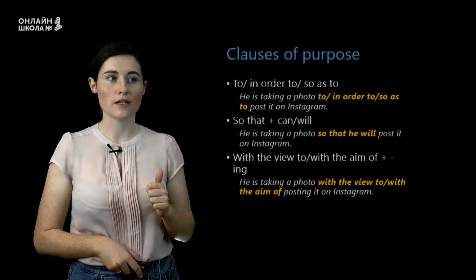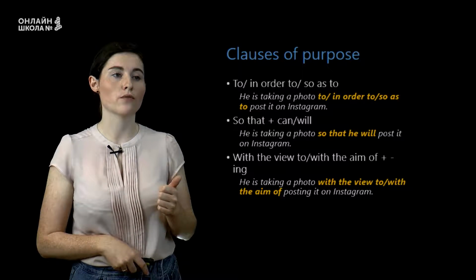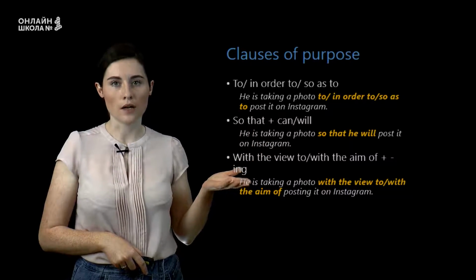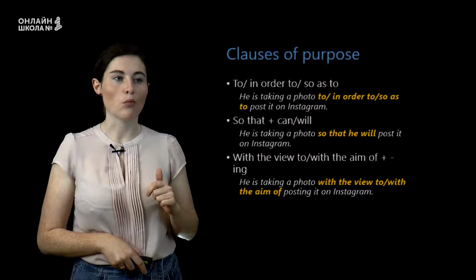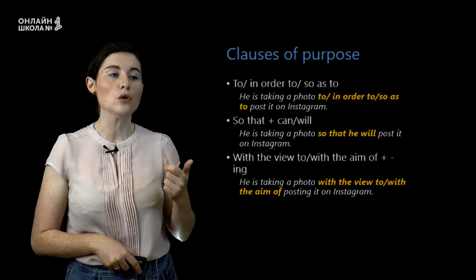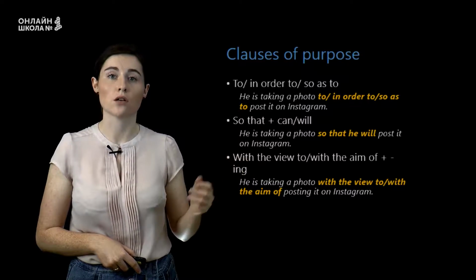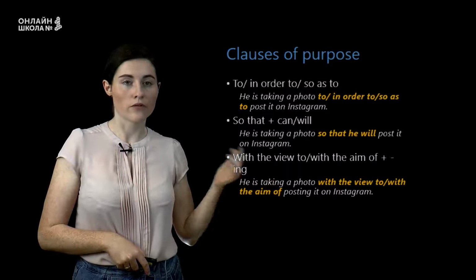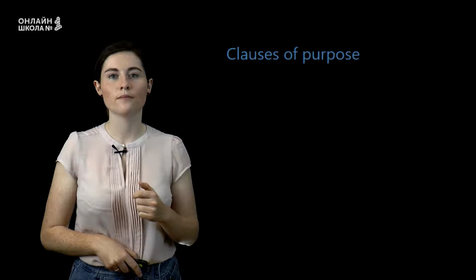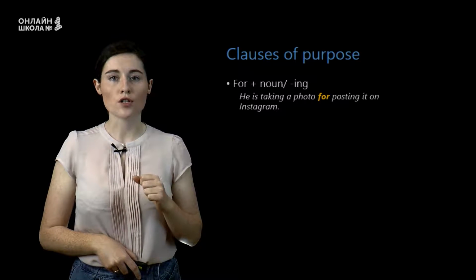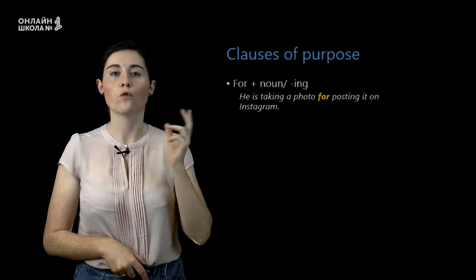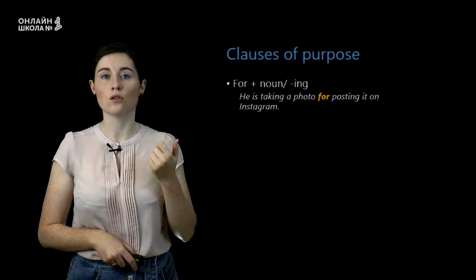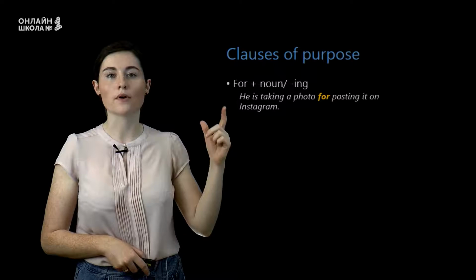We also can present a clause of purpose with the phrase with a view to or with the aim of plus a gerund. For example, he is taking a photo with a view to posting it on Instagram, or he is taking a photo with the aim of posting it on Instagram. Next structure is for plus a noun or for plus a gerund. He is taking a photo for posting it on Instagram. Here we have a gerund posting.